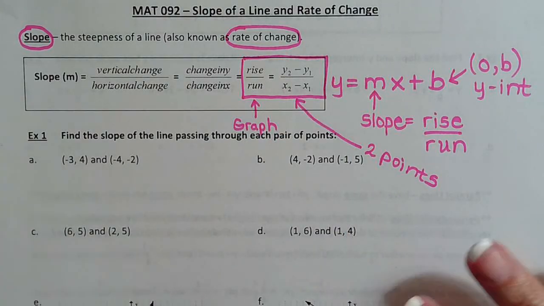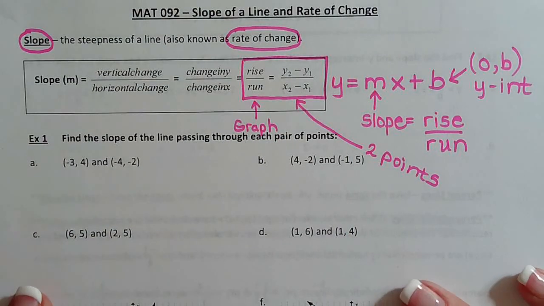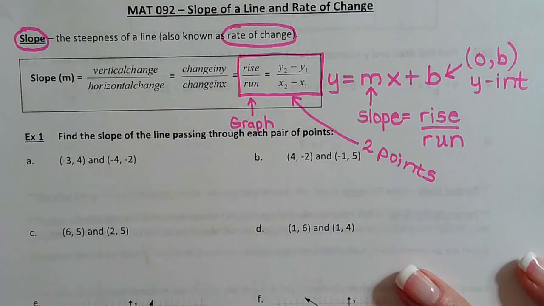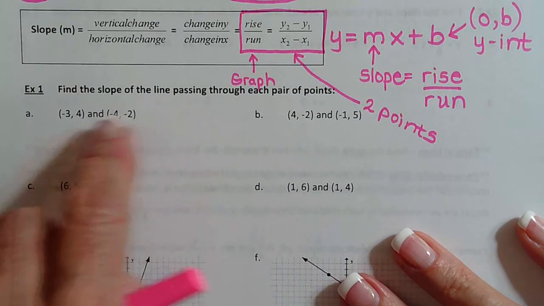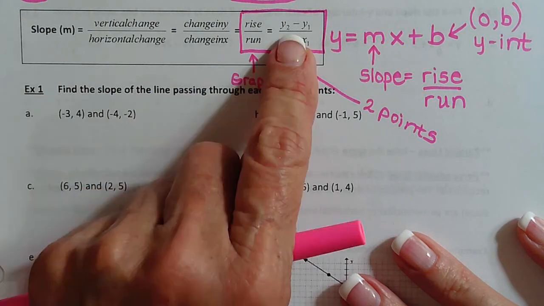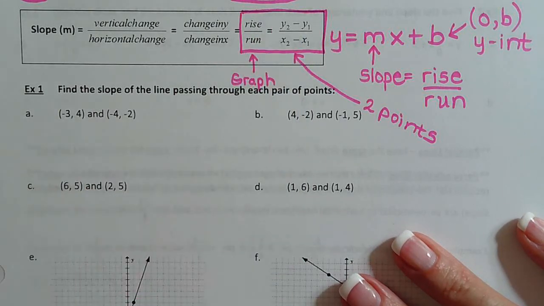So let's practice these new formulas. Studies show that if you write something 7 times, you have it memorized. So as I do these 4, I'm going to write the slope formula each time. That way I'll have it memorized.